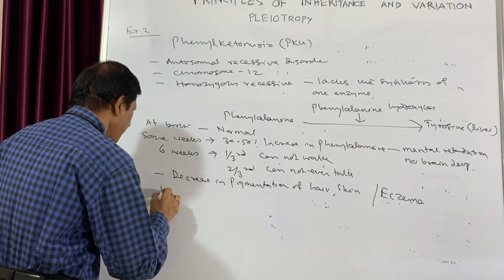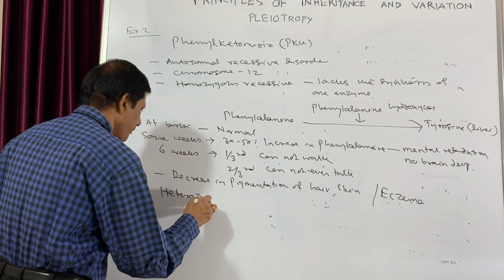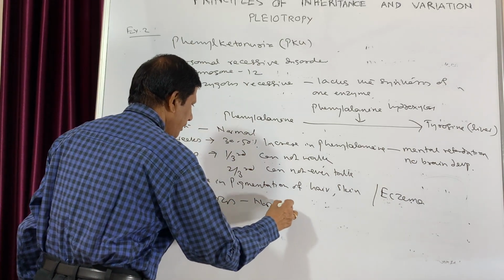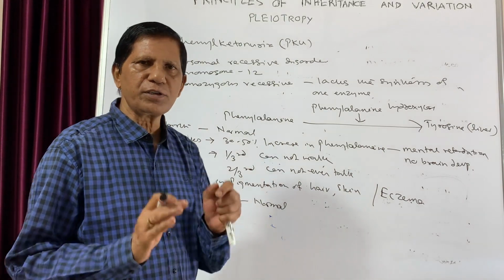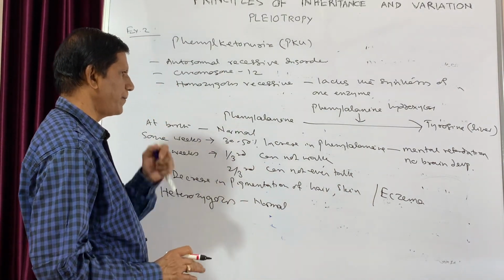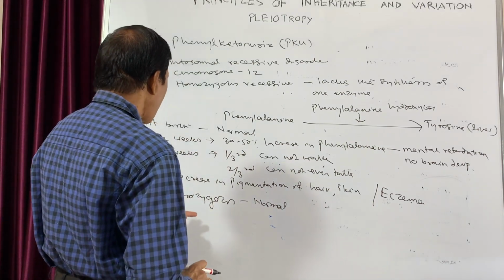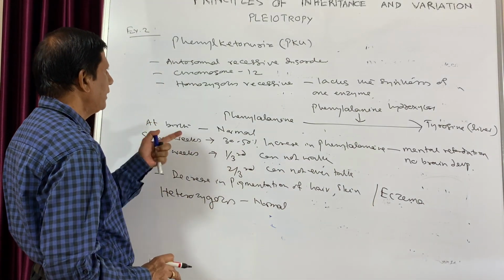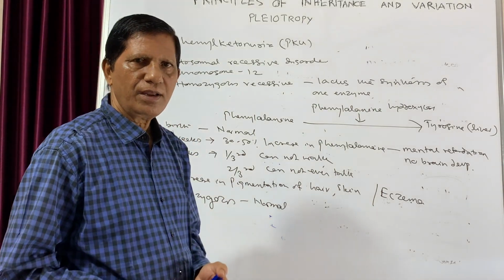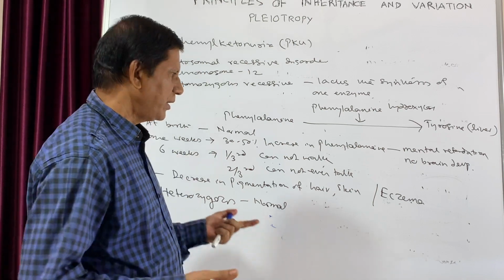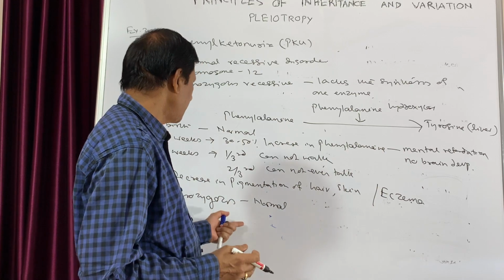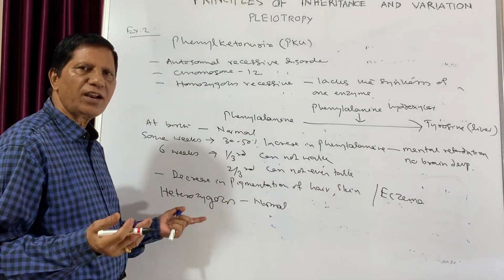But if it is present in a heterozygous condition, then the person is normal. That means in heterozygous condition, the person is normal, but only when it will be homozygous condition, then all these things will happen. So, how can one know whether this person is suffering or not? Again, by blood test or urine test. So, by testing the blood and urine, it can be known whether this phenylalanine is there or not.